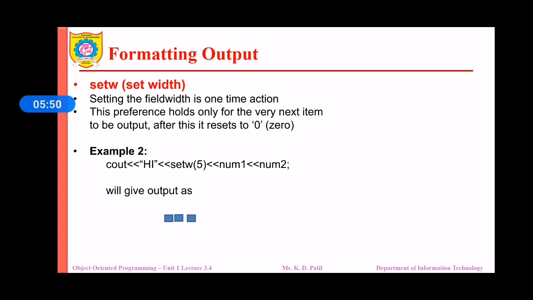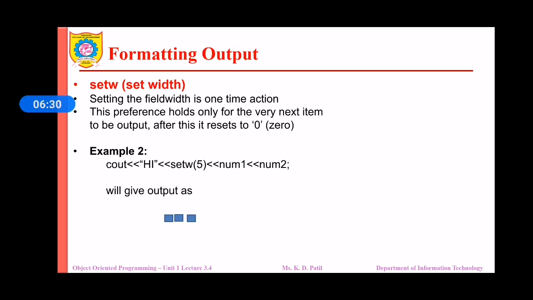Now after "hi" I have set the field specification as 5 for num1, but num1 consists of only 2 characters, that is 33, and I do not set any field specification for num2, as I have num2 as 7132 as we have seen in the previous example. Now I will get the output as "hi", 3 blank spaces, then 33 and 7132, as I do not set any field width specification after num1 for num2.